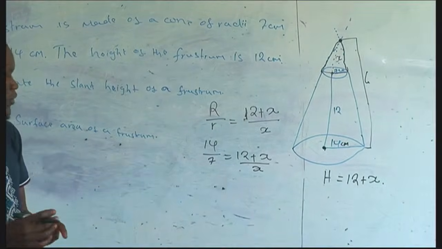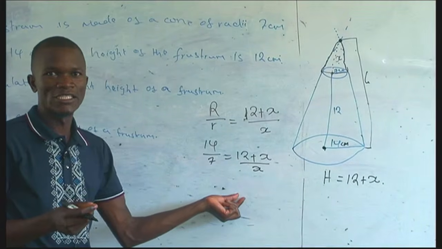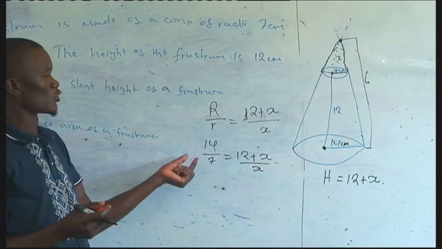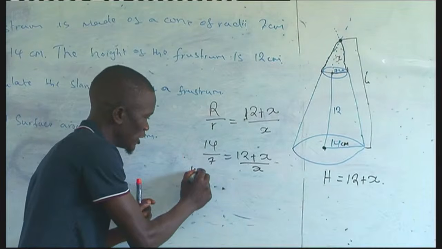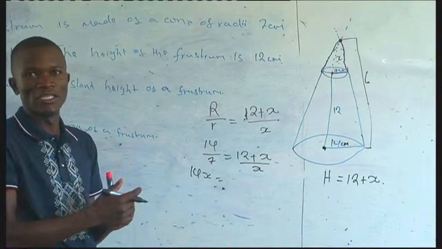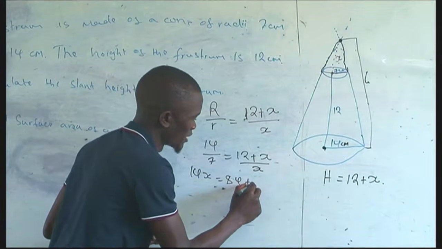Now learners, what do we need to do here? We need to find the value of x. To get the value of x, we cross multiply. We say that 14x is equal to 7 times 12, which gives 84, plus 7x.